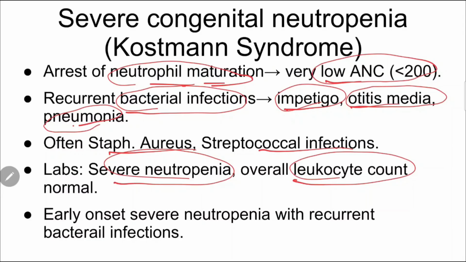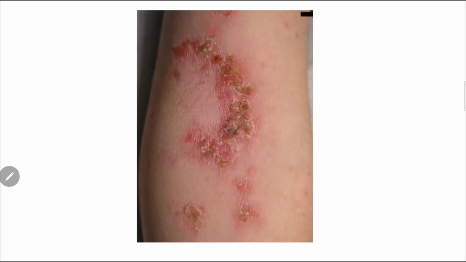So how will it present? It will present with early onset severe neutropenia with recurrent bacterial infections. Sorry for the spelling mistake. So bacterial infections in an infant. So this is what impetigo looks like. You can see that these are honey colored crusting of the skin. And this is mostly caused by Staph aureus, but also can be caused by Strep pyogenes, right?